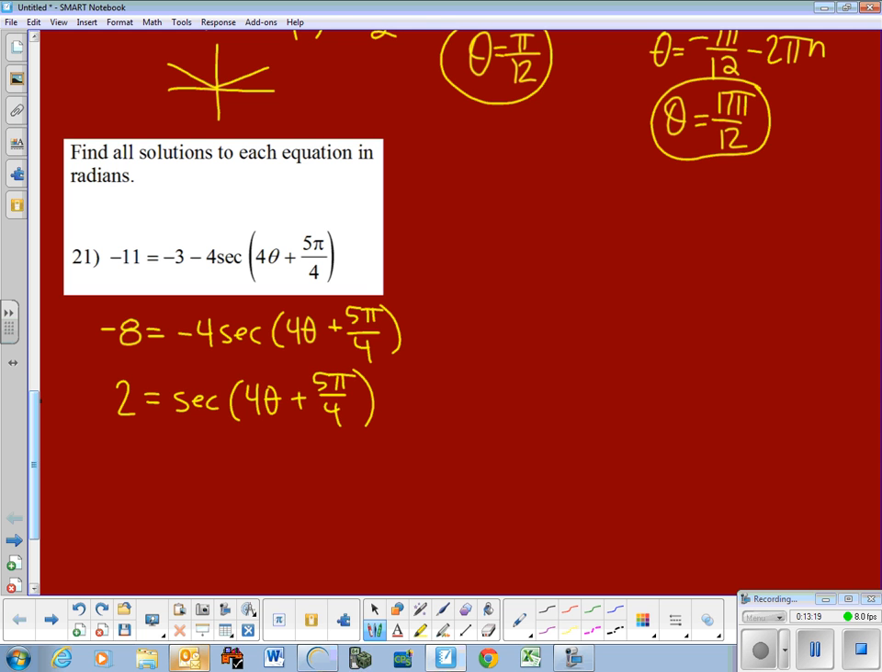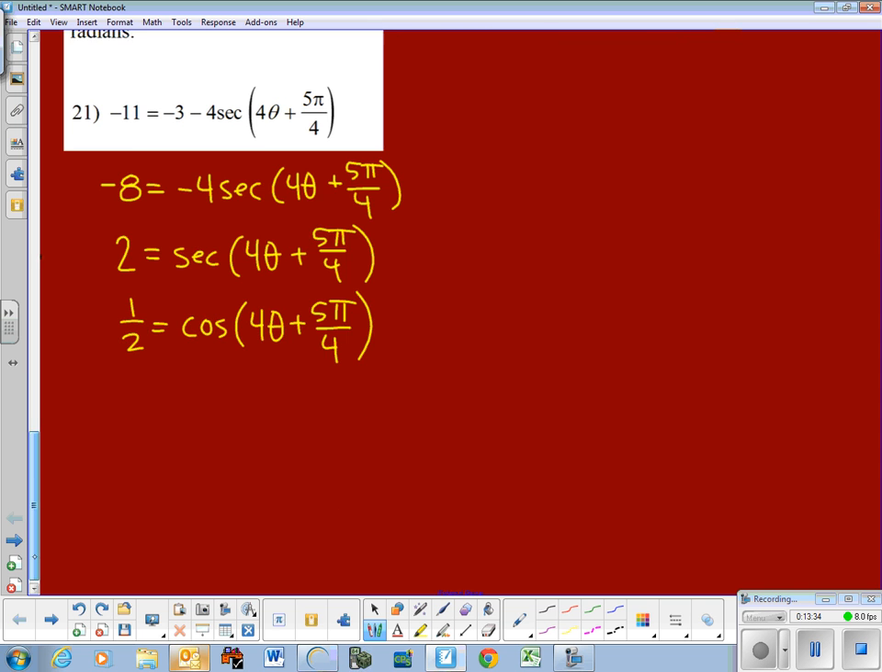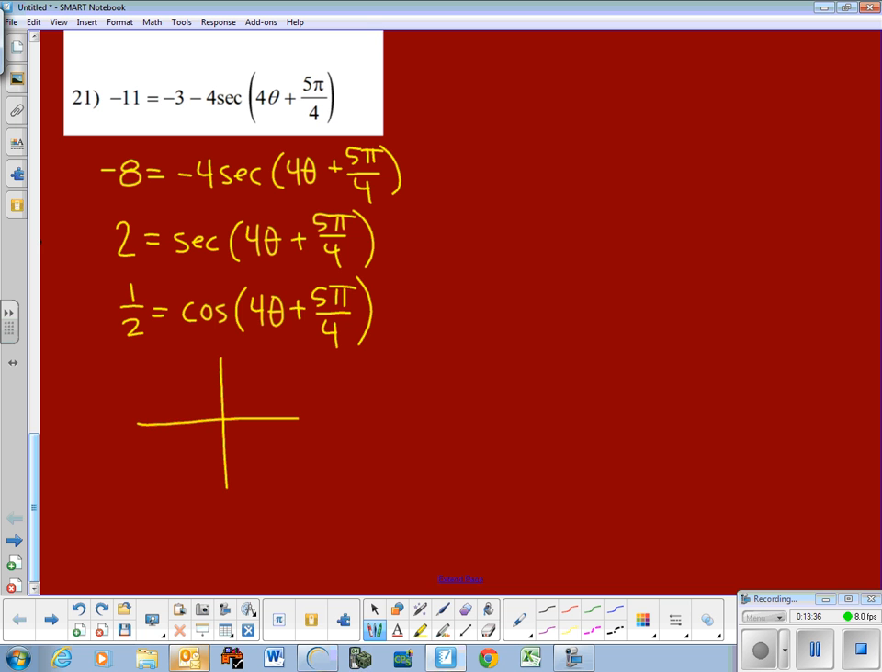This one is similar, except it's a secant. If secant is equal to 2, that means cosine is equal to 1/2. And my function is isolated. So now I think, where does cosine equal 1/2? Well, cosine is a half here at pi over 3, and here at 5 pi over 3.